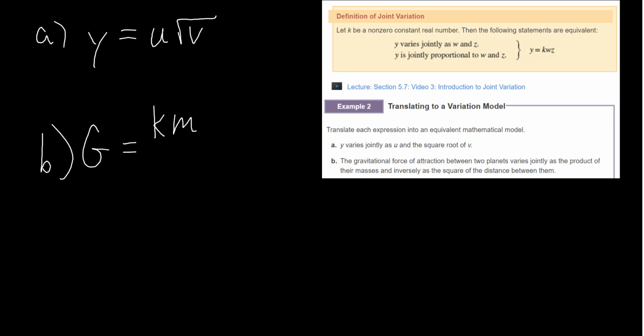And for the product of their masses, we're going to put mass 1 and mass 2, because there are two masses there, and inversely as the square of the distance between them. So we would say the distance squared. So the B here was a little tricky, I guess, but if we just read it and go one at a time, then we'll be able to get to our equation there.